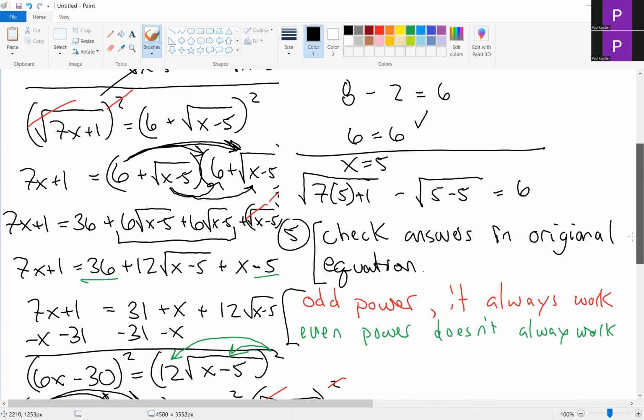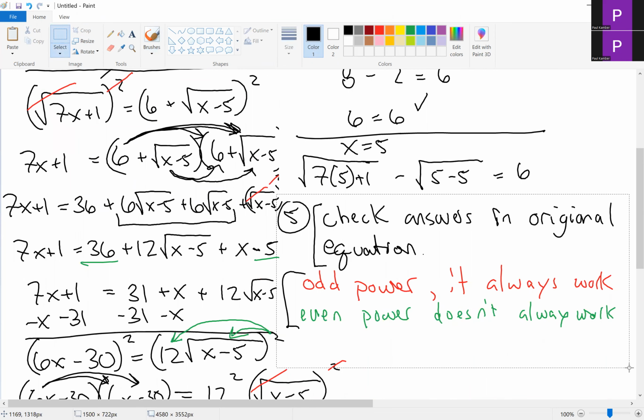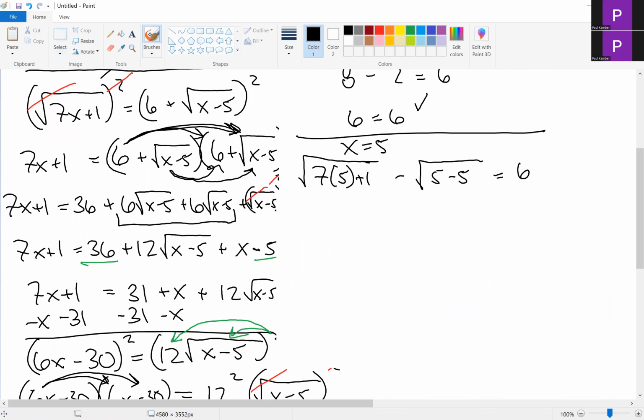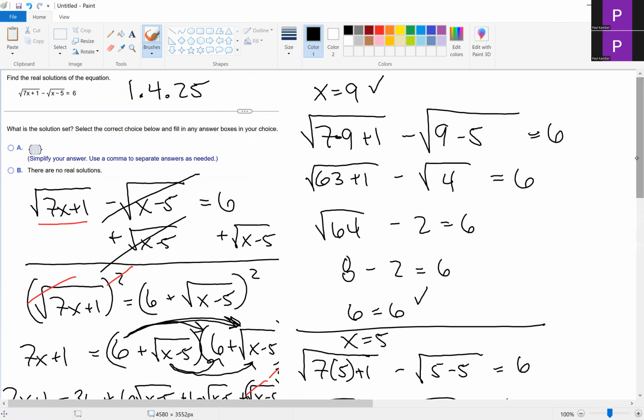Okay, we got to give ourselves a little bit more space here. There we go. So is the square root of 35 plus 1 minus the square root of 0 equal to 6? Is the square root of 36 minus the square root of, well, the square root of 0 is 0, right? So we'll just put minus 0, is that equal to 6? Is 6 minus 0 equal to 6? Is 6 equal to 6? Yes, we got one that they both worked. 5 and 9 both worked.